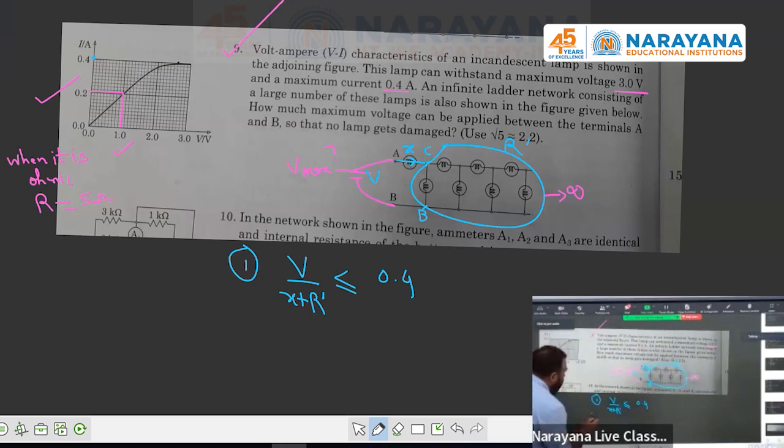Also, I should write for the voltage, the second term. What is that second equation? This is the current equation. I wrote the net resistance. Voltage is known to me, and at this stage I don't know the resistance. There will be some resistance.